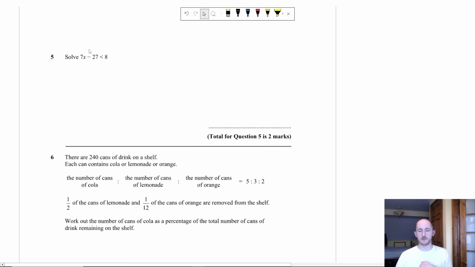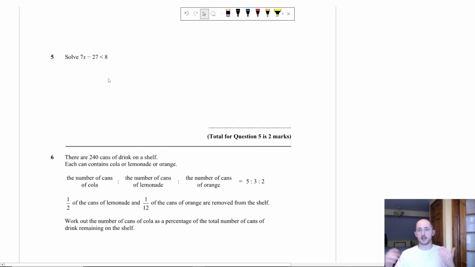Here we have to solve an inequality. So all we need to do here is remember that whatever we do to one side, we do to the other. And when we solve, we want to have x by itself. If I look here, there are 2 things stopping the x from being by itself: there's a minus 27 and there's also this 7. Now, I always get rid of the thing that isn't attached to the x first because it makes my life a lot easier. So I want to get rid of minus 27.